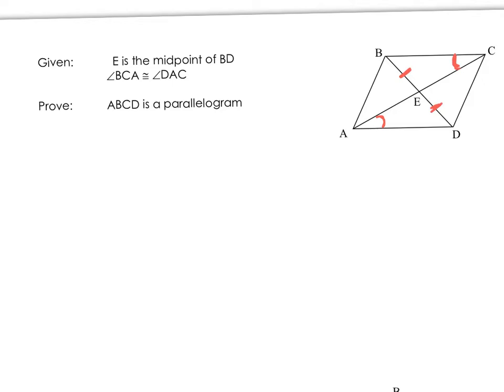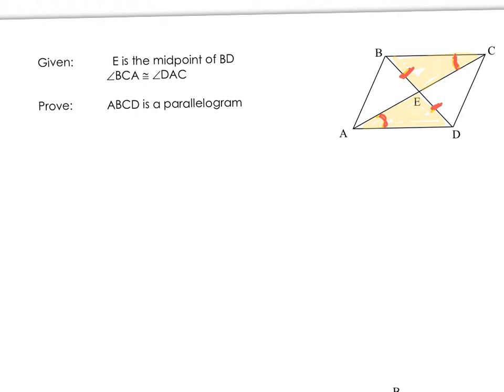What I'm thinking of is kind of this top and this bottom triangle here. So if I look at this triangle and this triangle, I'm thinking I could prove those two triangles congruent using what method?